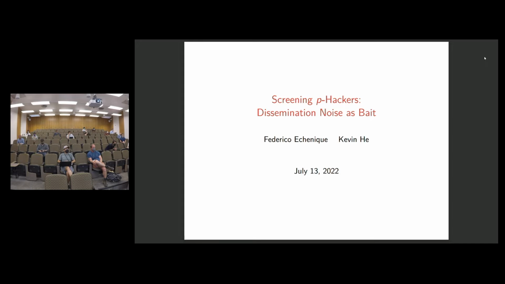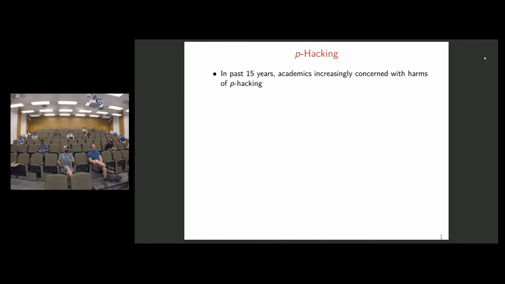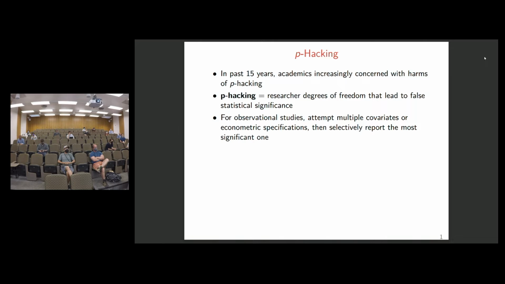It's about screening p-hackers. In the past 15 years, academics have become increasingly concerned with the harms of p-hacking. By p-hacking, I mean researcher degrees of freedom that lead to statistical significance. In the realm of observational studies, which are common in economics and other social sciences, p-hacking can take the form of someone attempting multiple covariates or multiple econometric specifications, and then selectively reporting the most significant one.